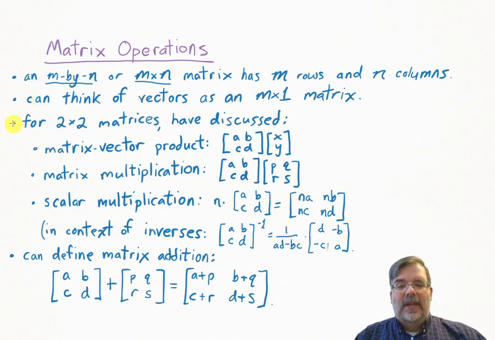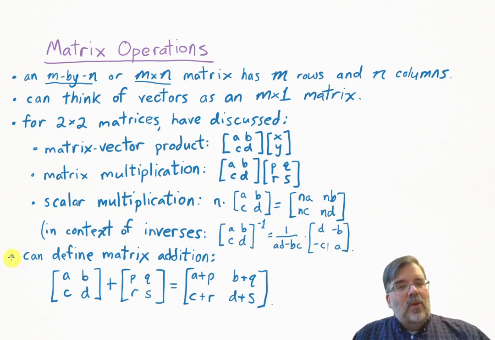Now, for 2x2 matrices, we know how to do lots of different operations. In these videos, we've discussed the matrix vector product. We've talked about matrix multiplication. We've even gently referenced scalar multiplication very informally. That's when you take a constant and you multiply it by all the entries of a matrix, like so. And that was briefly mentioned in the context of inverses. When we calculated the inverse of a 2x2 matrix, we had noted that each term had the same denominator, and so we factored that out, alluding to scalar multiplication.